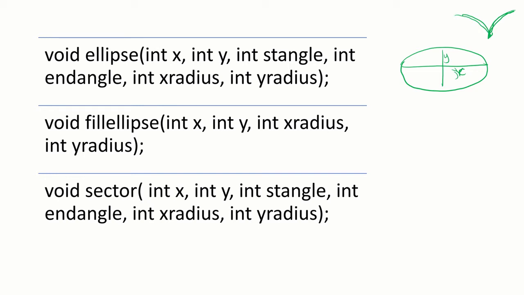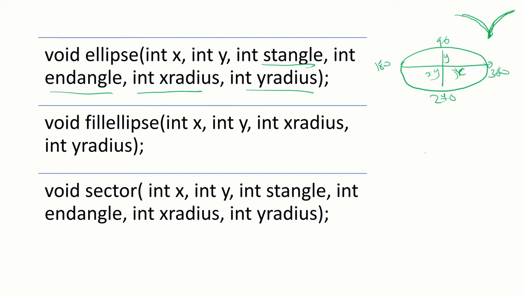Here also we have the center x, y and the start angle, end angle. The angles are 0, 90, 180, 270 and 360. You mention the start angle and end angle, and since it is an ellipse, you have to mention the x radius and the y radius.